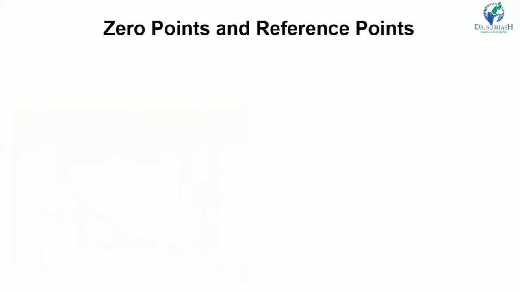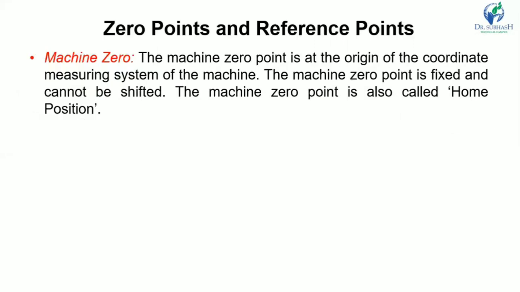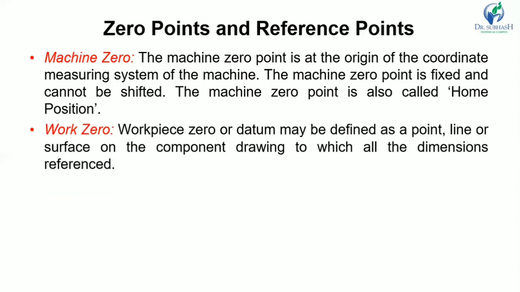Now next are the zero points and reference point. On each CNC machine, zero points and reference points are defined. So the part program for any component is developed relative to these points. Machine zero is the point at the origin of the coordinate measuring system of the machine. The machine zero point is fixed and cannot be shifted, and it is also called the home position. Then next one is the work zero.